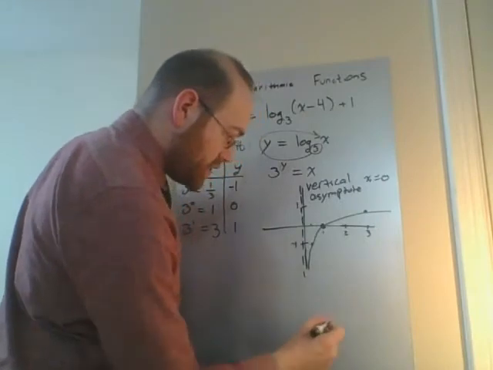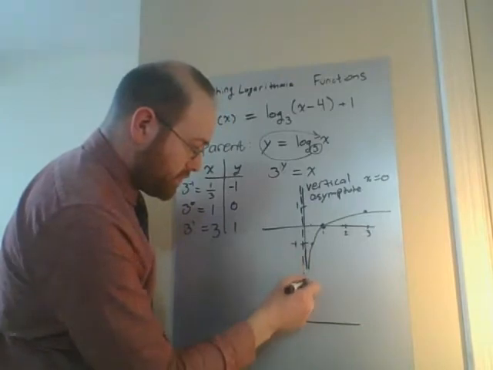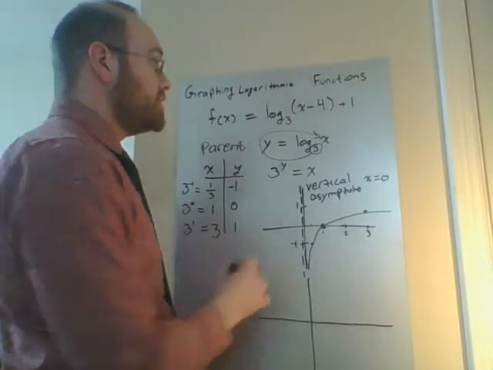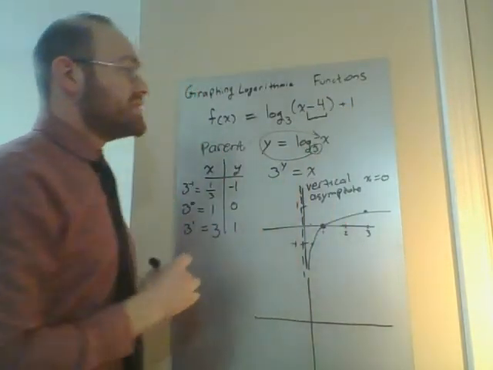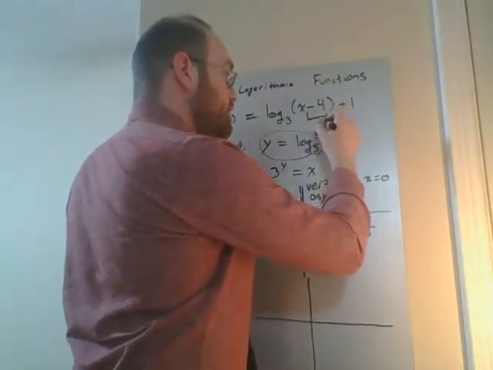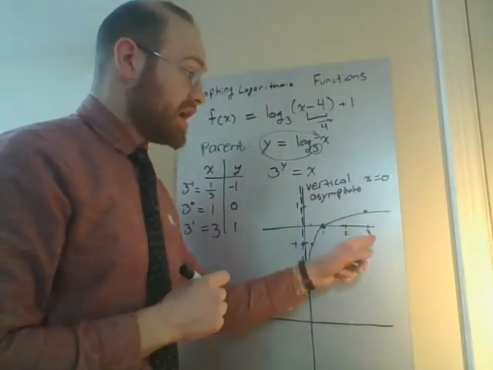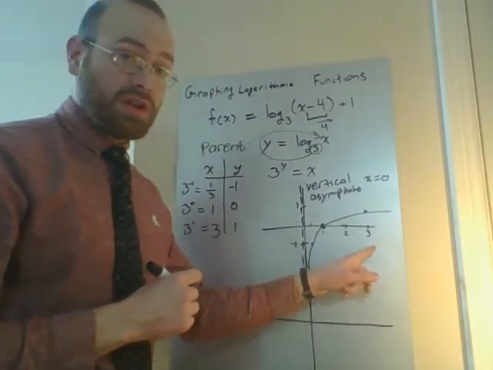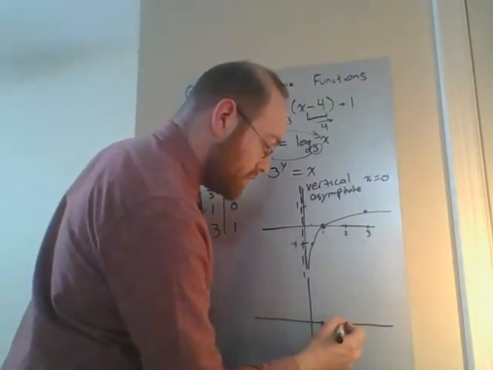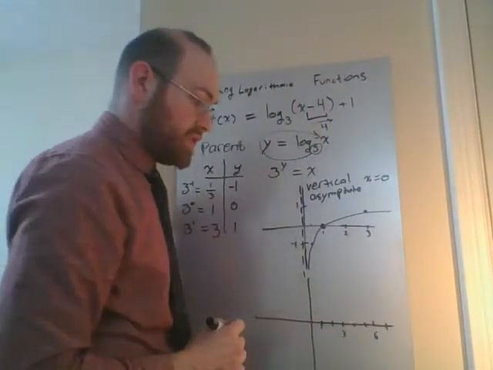So let me draw a new graph. The inside at minus 4 says we are going to shift to the right 4 units. So I need to number out to 7 because our highest point before was at x equals 3. So now I need to go 4 more to x equals 7. So 1, 2, 3, 4, 5, 6, and 7.